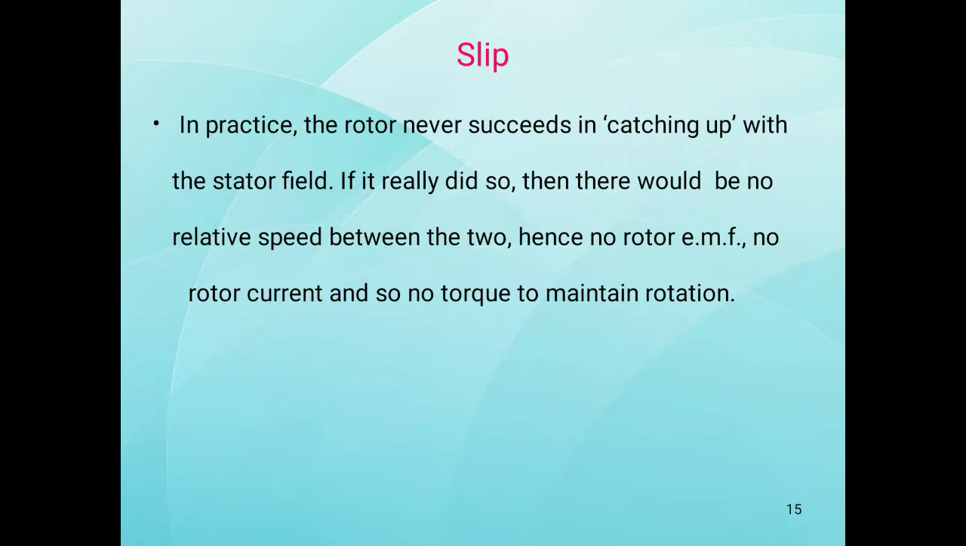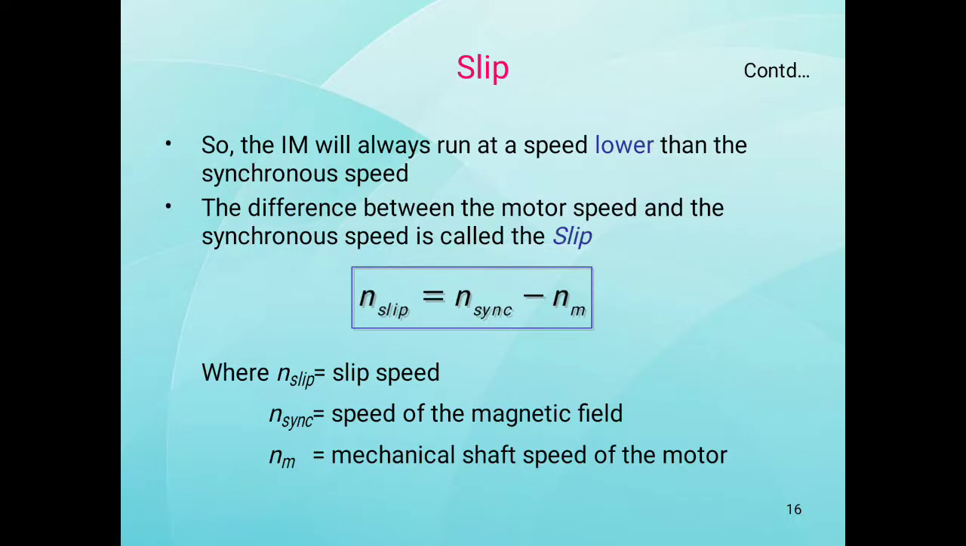Now slip. In practice, the rotor never succeeds in catching up with the stator field. If it really did so, then there would be no relative speed between the two, hence no rotor EMF, no rotor current, and so no torque to maintain rotation. So the induction motor will always run at a speed lower than the synchronous speed. The difference between the motor speed and the synchronous speed is called the slip. Slip is nothing but synchronous speed minus motor speed.